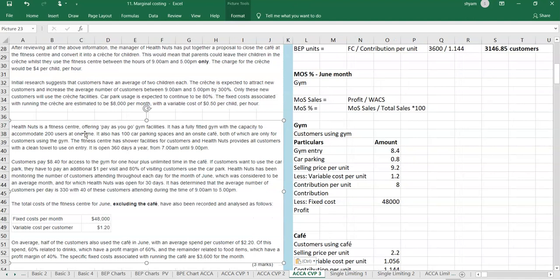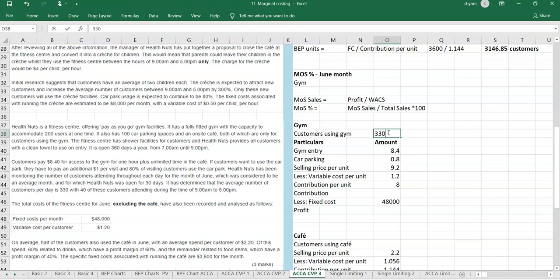So if you see, they say that there are 200 users at one time. It also has 100 facility, and they say that the average number of customers per day is 330. Okay, how can a facility of 200 accommodate 300? See, it's open for hours throughout the day, so people can come in at various times. So 330 people are the ones who are using the gym.